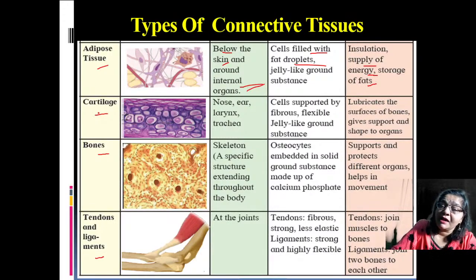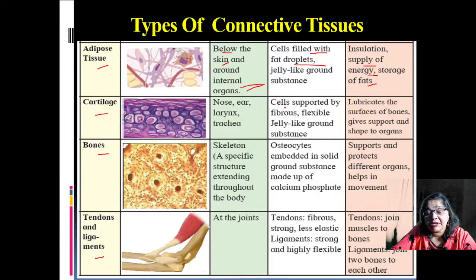The next type is the cartilage. Cartilage is found in the nose, the ear, the larynx, and the trachea of our body. The nose is of course hard, but still it is flexible, right? The pinna of the ear is also cartilage tissue. The larynx is the sound box, right? You can feel the sound there. And the trachea is the windpipe.